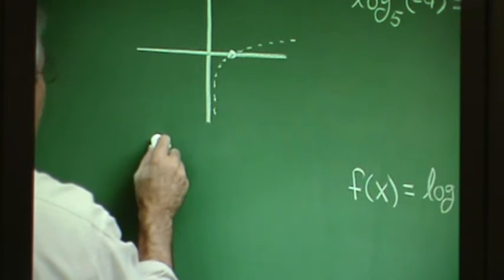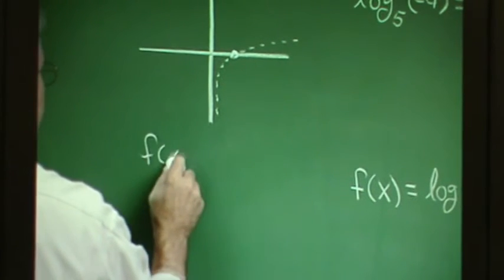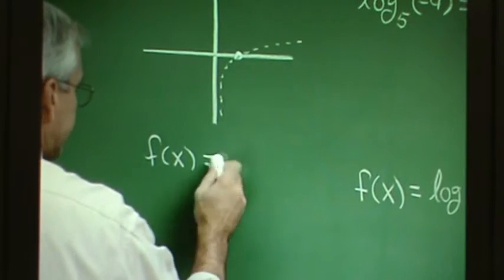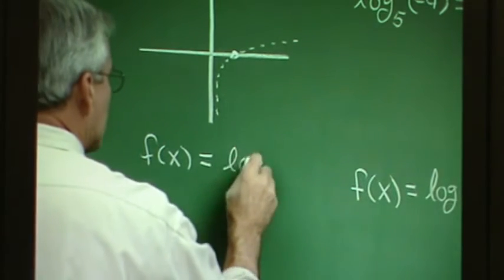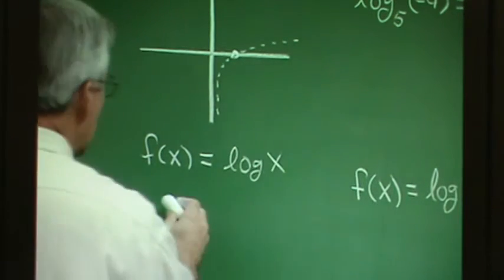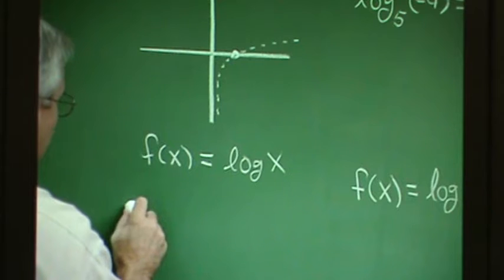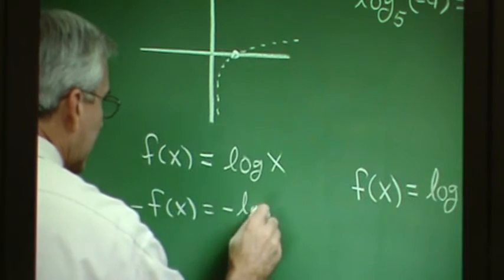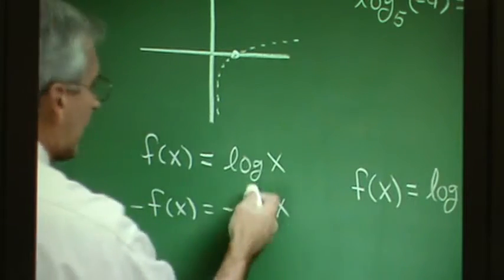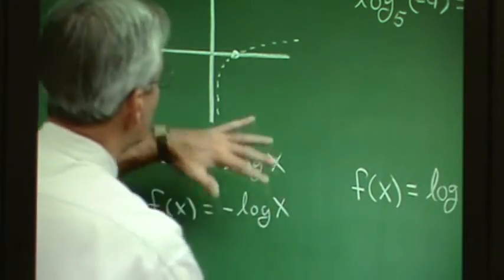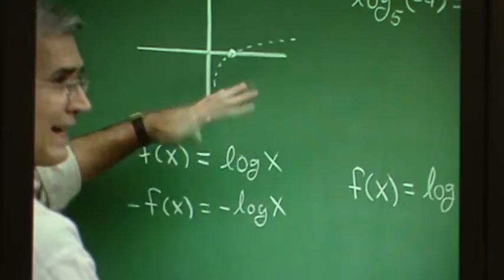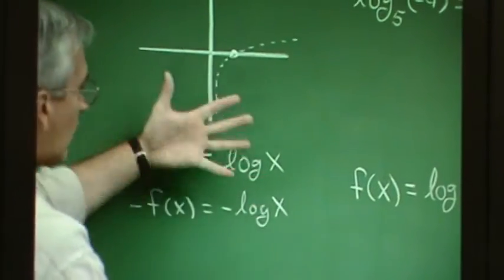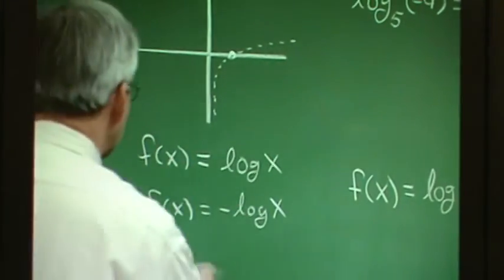If we have f of x is log x, we know what the graph looks like. Now, the negative of f of x means negative log x. It's the negative of all of these vertical distances. Oh, that's the one where we reflect in the x-axis. You see, that's the one where we reflect this way. That's the one that's easy to see.